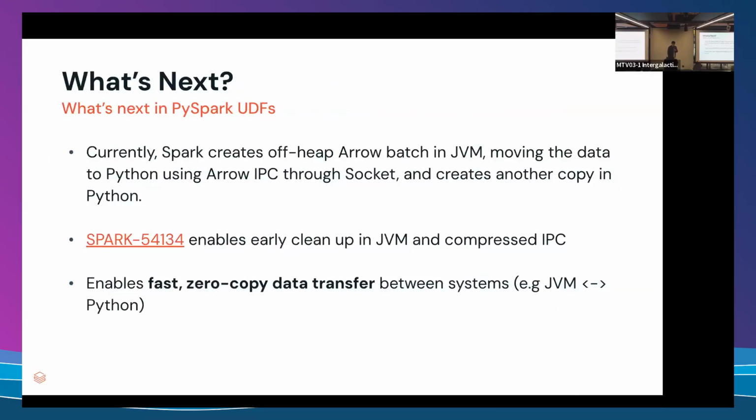This is amazing. So what's next on the Python UDF? Currently in Spark, we create an off-heap Arrow batch in the JVM, and then serialize it through Arrow IPC using a socket to the Python process. This creates some performance gap in terms of data copy and memory consumption. Recently we enabled early cleanup in the JVM and use compressed IPC, and we found that memory consumption is reduced by 20 to 30%, which is awesome. The next thing we want to work on is zero copy between the Python process and the JVM. This is something on our roadmap.